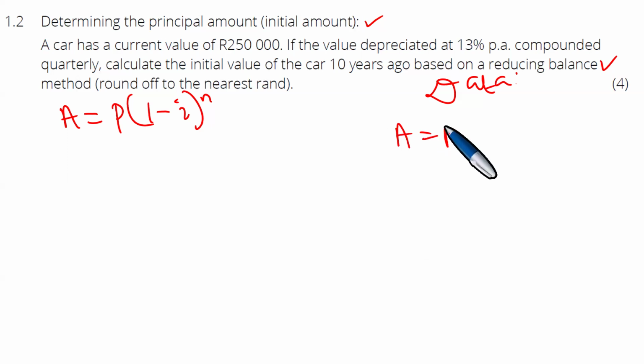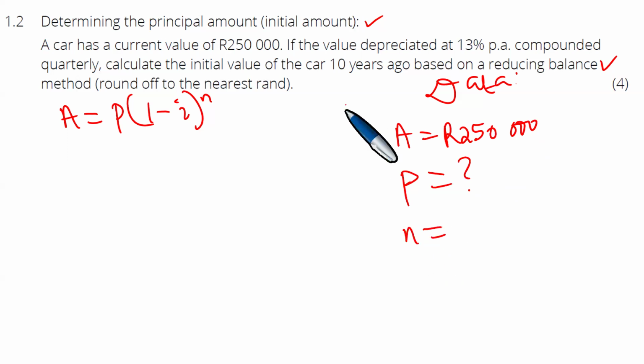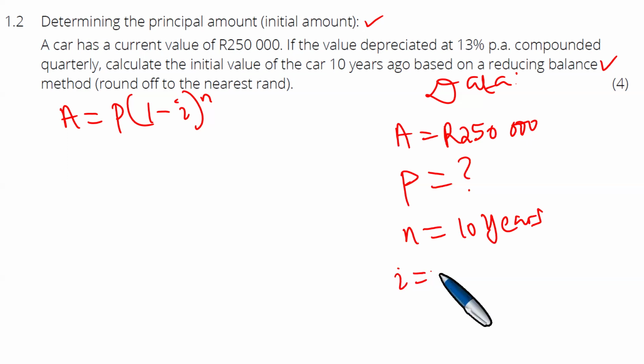So at this point, our A is 250,000. The principal is what we want. The period N is 10 years. And i is the interest rate, which is exactly 13%, and 13% therefore will be 0.13.